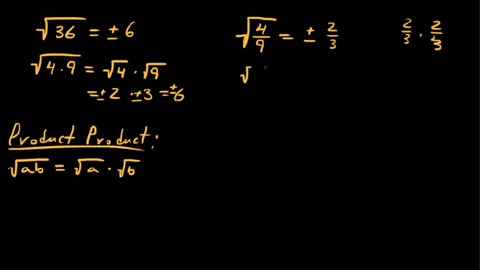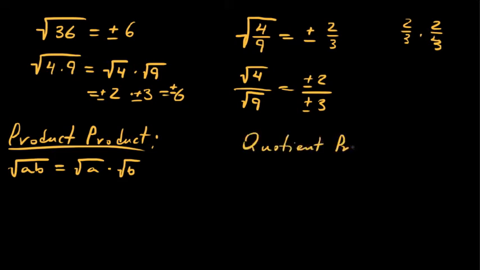The bottom line is this: the square root of a quotient is a quotient of the roots. So the square root of 4 is plus or minus 2, and the square root of 9 is plus or minus 3, since 3 times 3 is 9. What we're trying to illustrate here is what we call the quotient property of radicals.